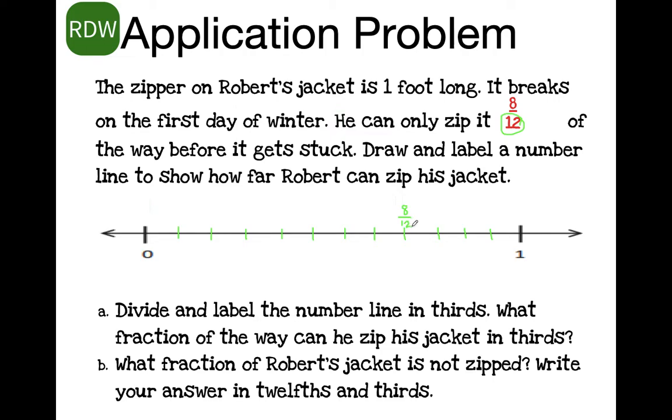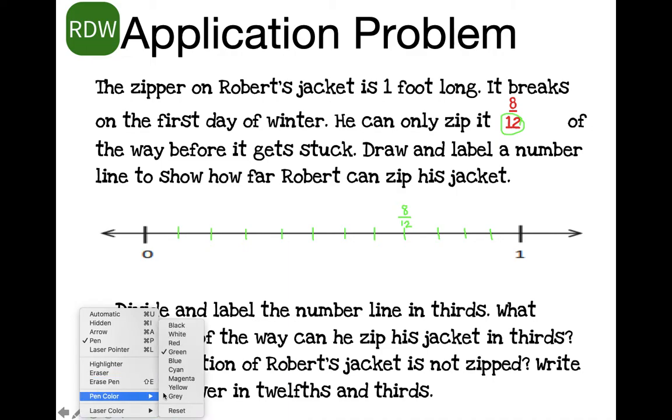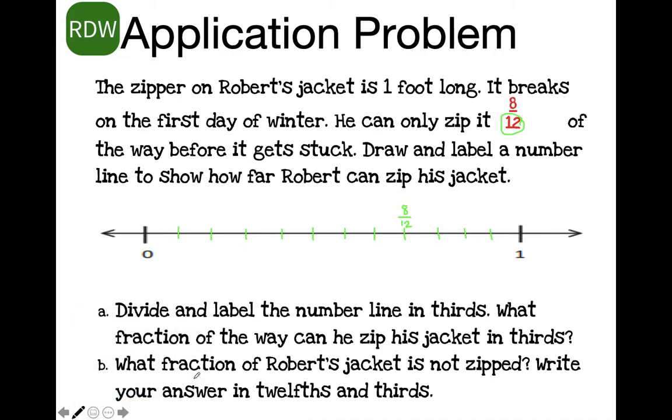Now our question and our problem is not done. So we do see that's how far he zipped up his jacket. And now it's asking us to divide and label the number line in thirds. What fraction of the way can he zip his jacket in thirds? This is kind of tricky because we already have all of these lines here, and you could kind of guess where the thirds are, but it's actually a really easy way for you guys to see it. I'm going to use a different color, and this is the time when I would like for you all to get a different color.